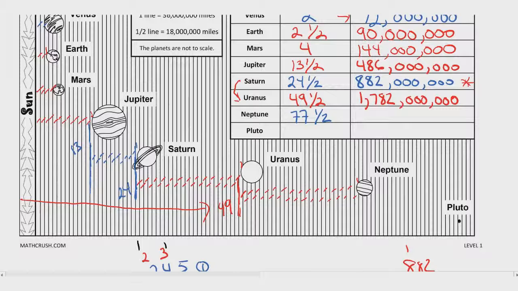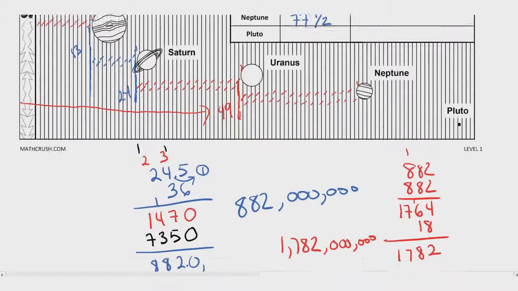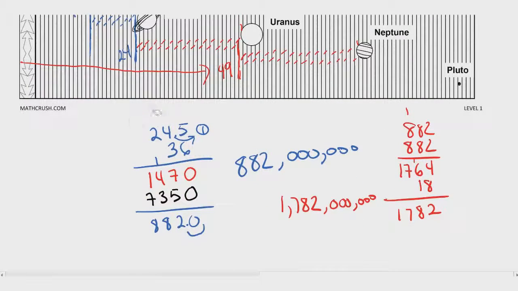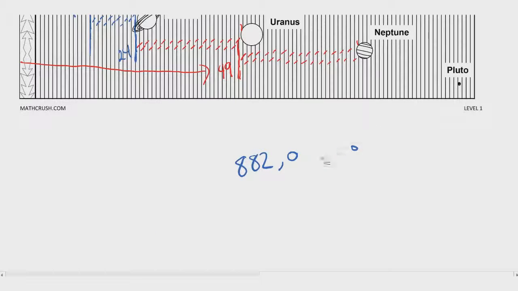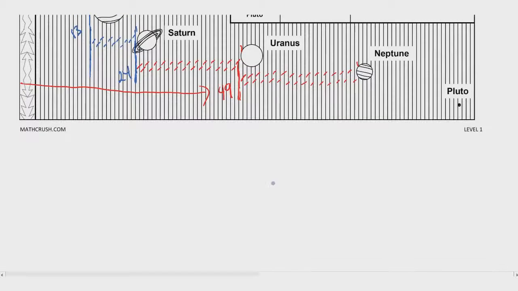I'm looking at this right now just thinking, why don't I just multiply really quick? 77.5, because 77 and a half is the same thing as 77.5 times 36, because every line is 36 million miles. So I'm going to come down here and write 36 times 77.5. I'm going to move the decimal out of the way. I put a little 1 just to remind myself that when I'm done, I got to put that decimal back.